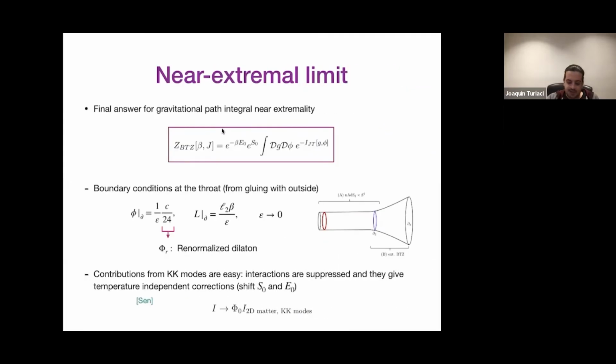Okay, and finally, I want to mention, you can ask about KK modes, but the contribution from KK modes or from other matter that you might have is easy in a way. Interactions are suppressed because everything basically gets multiplied by a large factor of phi naught, which is proportional to the extremal area. And we take it to be large because it grows with the angular momentum.